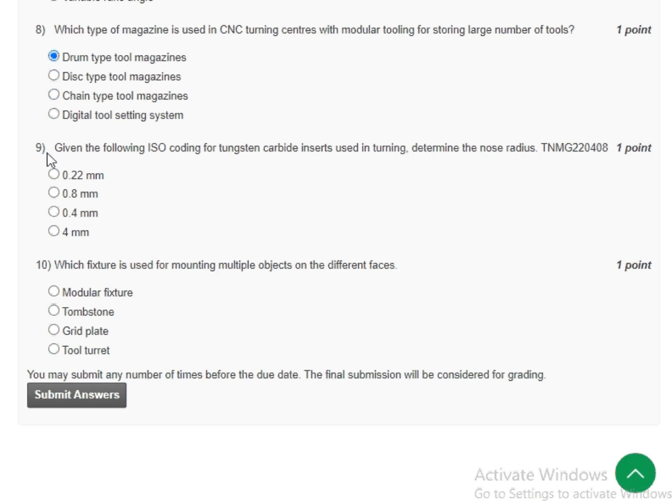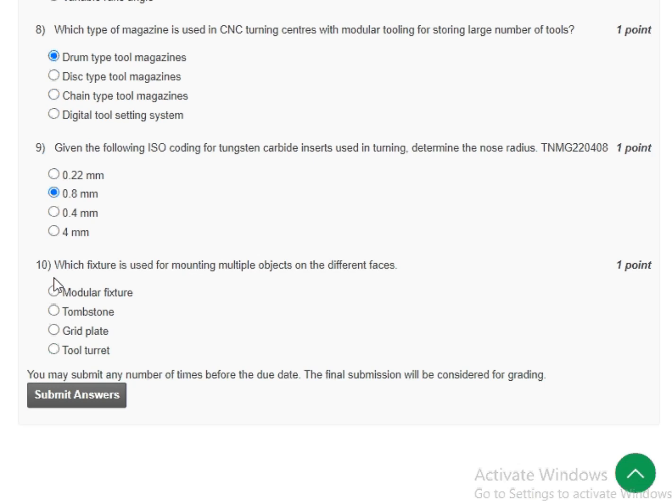Next question, ninth question. Given the following ISO coding for tungsten carbide inserts used in turning, determine the nose radius for TNMG 220408. This is the designation of tungsten carbide. So here the right answer is 0.8. 0.8 mm is the right answer for this.